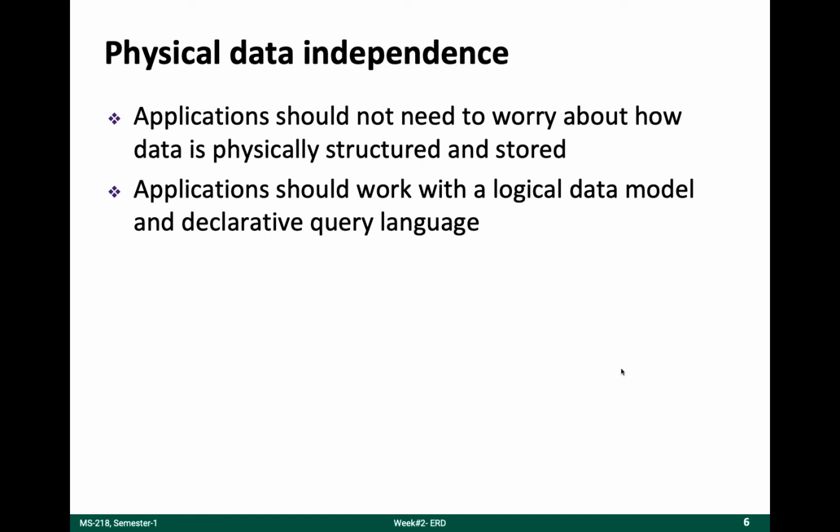So applications should work with logical data modeling and a declarative query language. This declarative query language is SQL in our case. Okay, so our only concern is that we would have some logical data modeling, which would be the second part. The first part is conceptual modeling, which we will be starting today, and then the second part is logical data modeling, and the third part is physical data modeling.